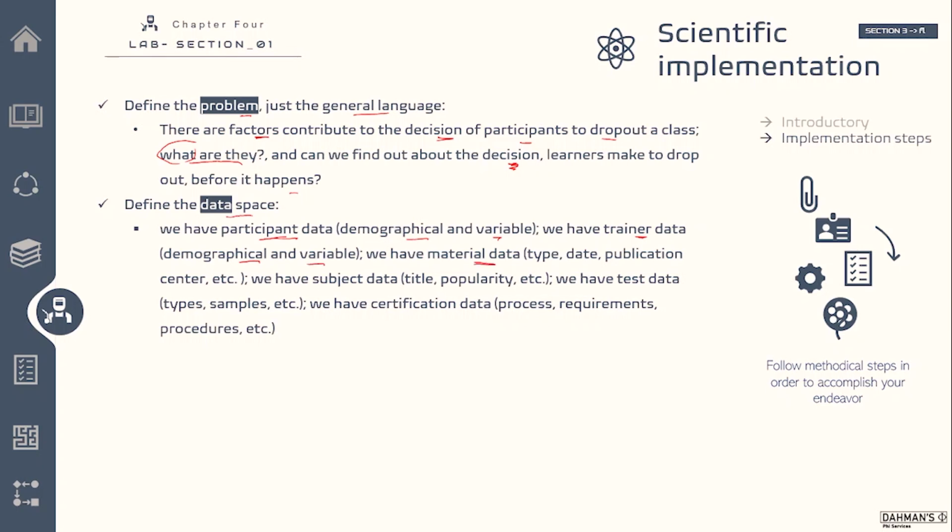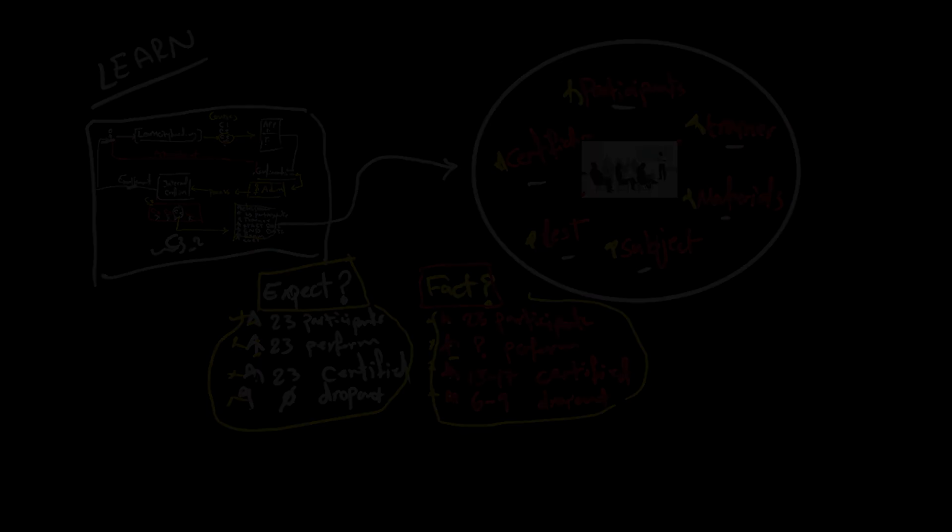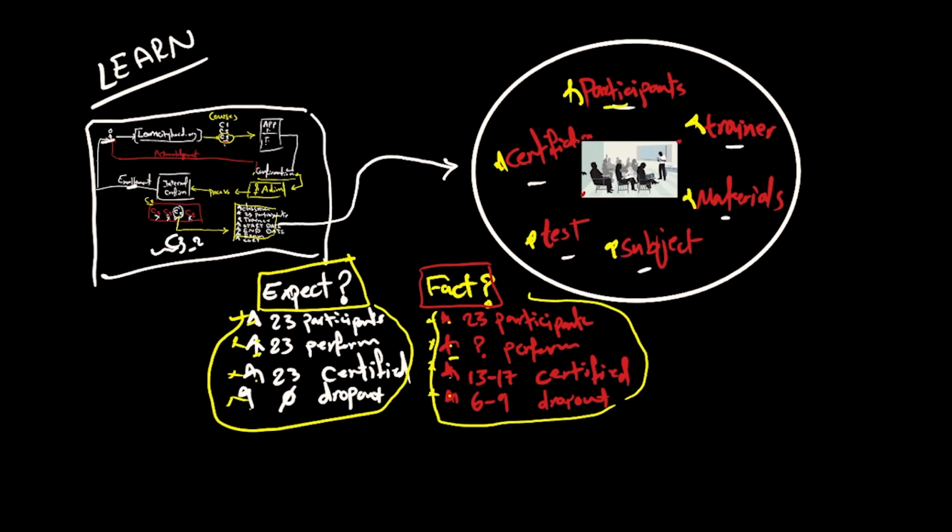We have material data: what type of material, the date of the material, the publication, etc. We have subject data, and that is about the title and the popularity of the subject. We have the test data. What kind of test is it? Samples of the test. We have certification data, that's about the process, the requirements, the procedures, etc. To remind you, I was talking about each of these elements, such as the participant, trainer, material, subject, test, and certification. Each one of them has its own data, in fact.